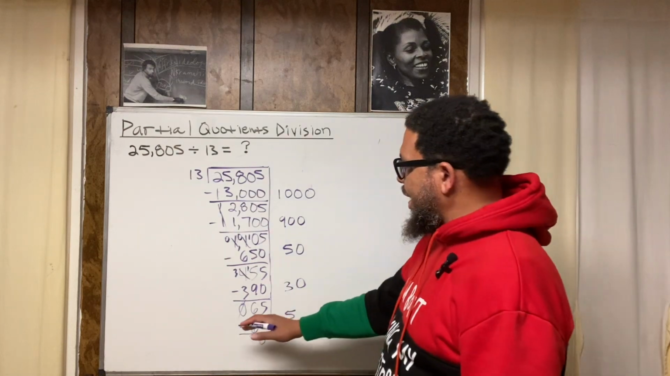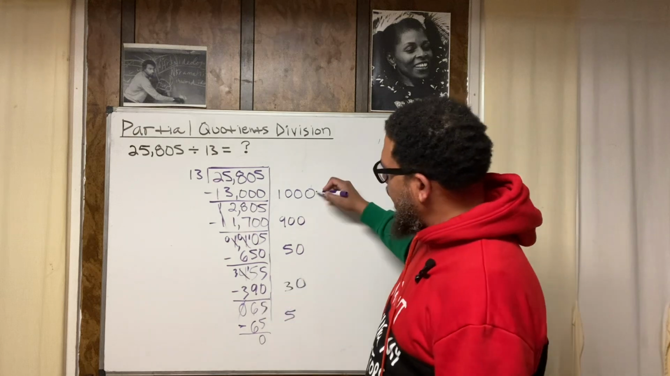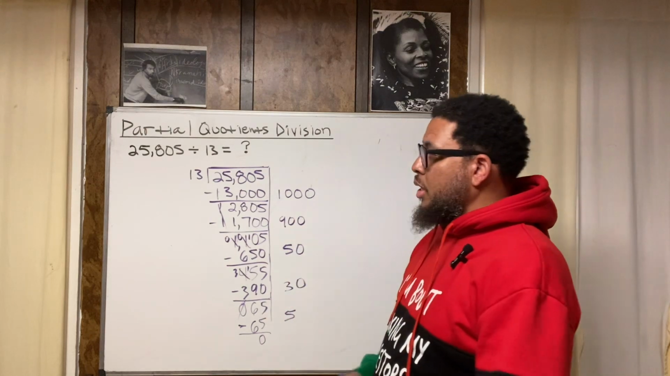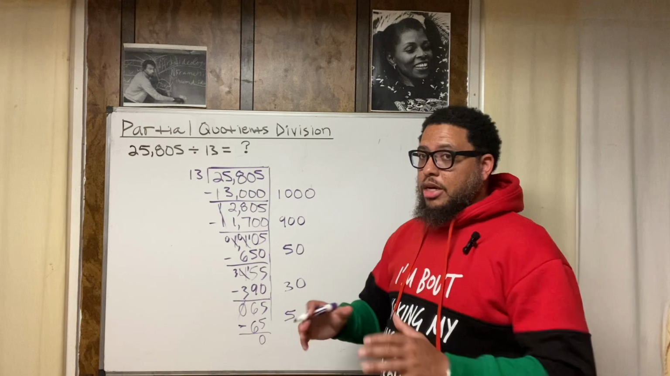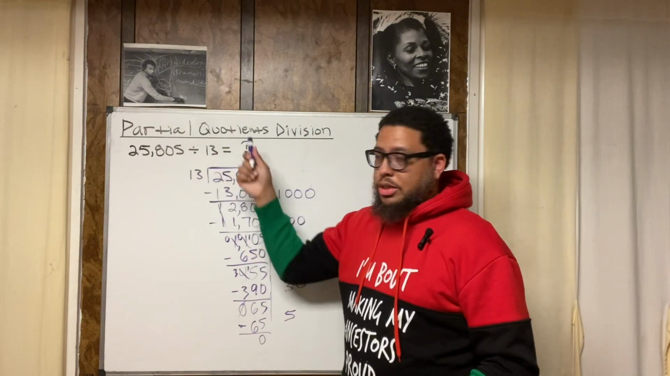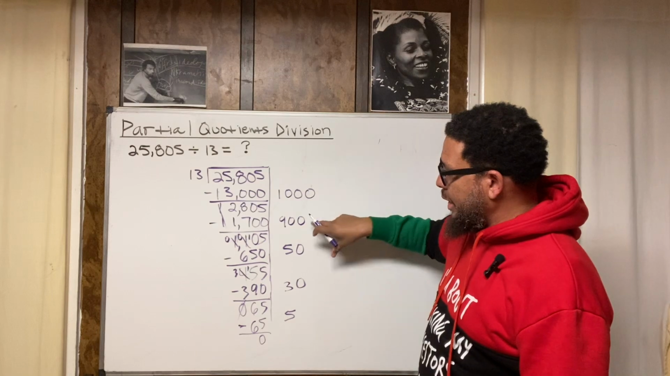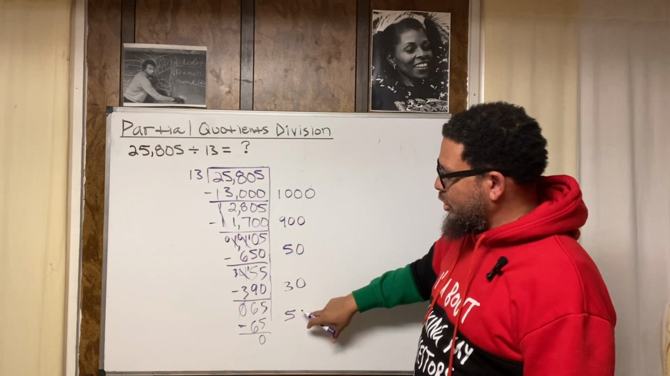Right. So now once that happens, you take these partial quotients. These are part of the quotient. Add them all up. Because all we did was create a bunch of smaller division problems. Right. We created a bunch of partial division problems, which is why we got partial quotients. This is a partial quotient. That's a partial quotient. That's a partial quotient. That's a partial quotient.